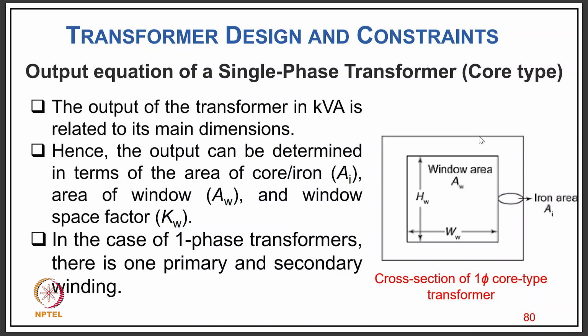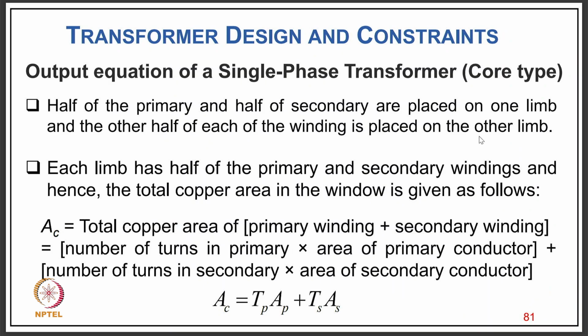So in case of a single phase transformer, there is one primary and one secondary winding. Half the primary and half the secondary are placed on one limb, and the other half of each winding is placed on the other limb, so each limb has half the primary and secondary. Hence the total copper area in the window is Ac, equal to the area of primary and secondary, that is the number of primary turns times the area of the primary conductor plus the number of secondary turns times the conductor cross section of the secondary. So Ac is Tp into Ap plus Ts into As.